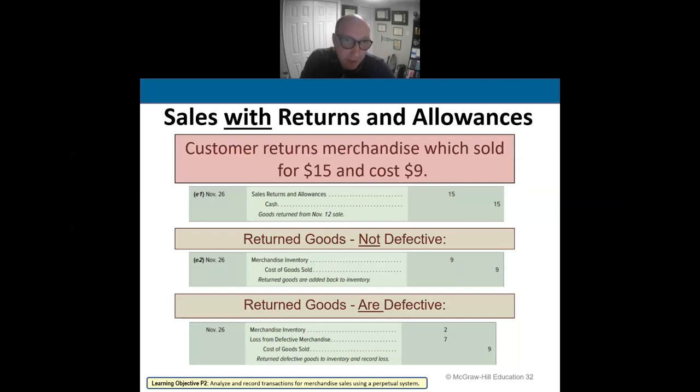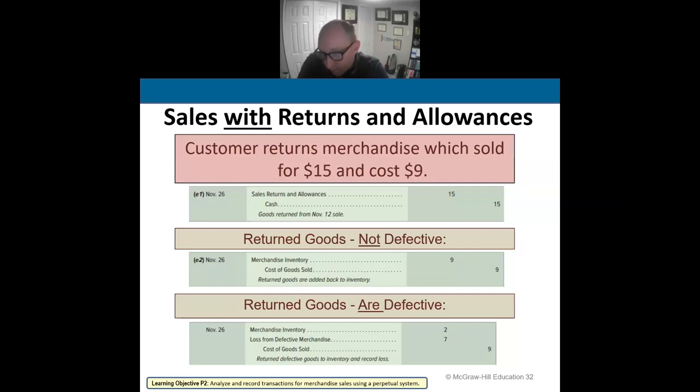Okay, so a customer comes in, and they return some merchandise that I sold them. They return all of it, or they return some of it. So I debit an account called Sales Returns and Allowances, and I credit cash to give them some cash back. They gave me the inventory back and it was not defective. Good news. I can put it right back in inventory and then sell it again. So debit merchandise inventory, credit cost of goods sold. I'm putting the inventory back where it was to have it resold again.